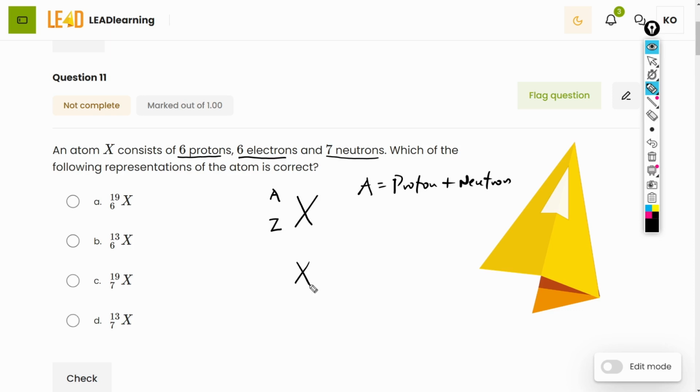So if we apply this, if the atom has 6 protons, it means that the proton number is 6. And then if it has 7 neutrons, the atomic mass is equal to proton number, which is 6, plus the neutron number, which is 7. 6 plus 7 gives us 13. So atomic mass is 13. And the option with this representation is option B. So option B is our answer. 13, 6.